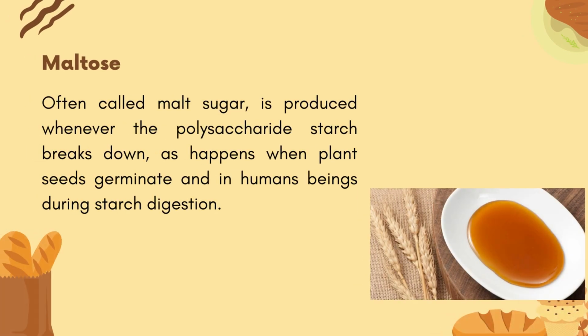Starting first with the disaccharide maltose. Maltose, often called malt sugar, is produced whenever the polysaccharide starch breaks down, as happens when plant seeds germinate and in human beings during starch digestion. So, when starch, a very long chain of stored carbohydrates in plants, is broken down, it results in the production of maltose.